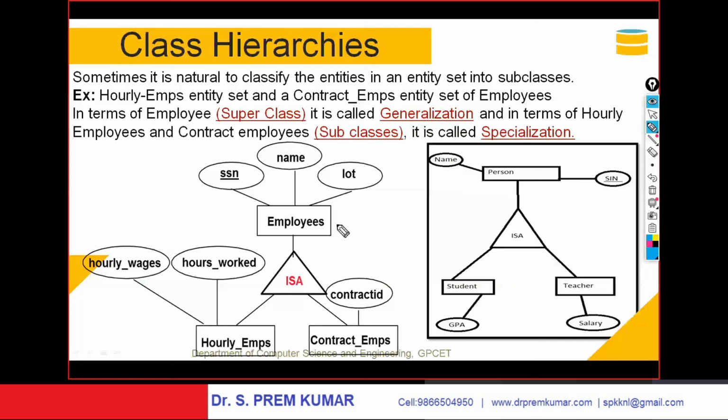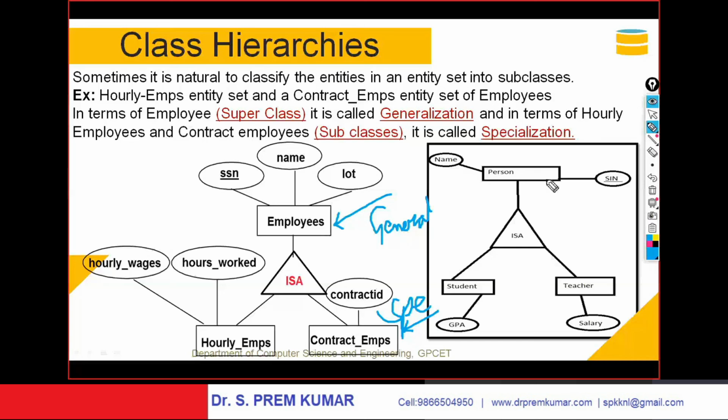Employee, I am generally saying employee. I am generalizing it. All the employees, I am calling them employees. So this is called generalization. And if you come to the bottom, I'm saying he's an hourly employee, he's a contract employee. This is called specialization. The top is called generalization, the bottom is called specialization. We call it a class hierarchy, the ISA relation.